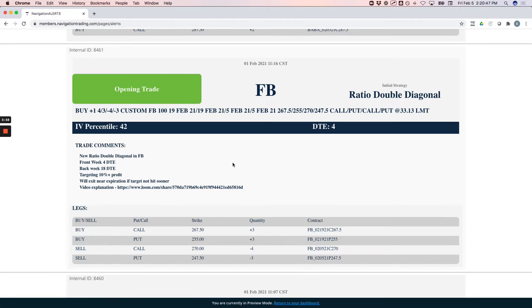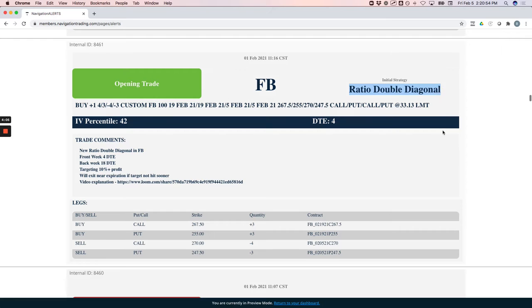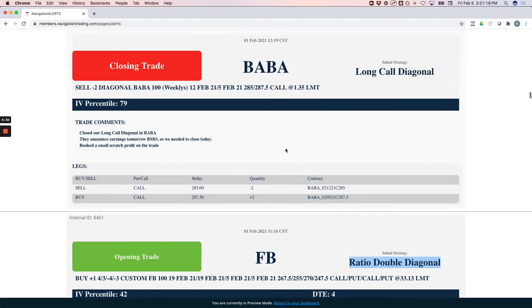Opening trade in Facebook. So this was a ratio double diagonal. I've been doing a couple of these lately. And really the basis is, after some of these stocks announced earnings, they still had a little bit elevated implied volatility in the front week. Unfortunately, like I just pointed out on the chart, the implied volatility got crushed and the back week options declined quicker than the front week, which is what caused some issues with these. So we ended up closing this one out and taking a loss on it. And that alert's coming up here.